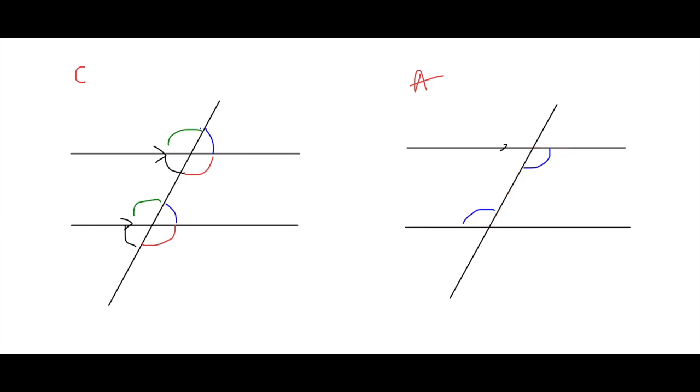So we can do this the other way. For example, if we go down here, and down here, we have these two alternate angles there.